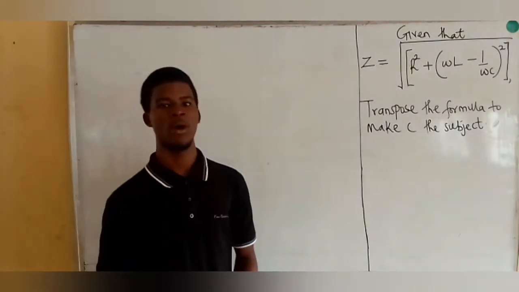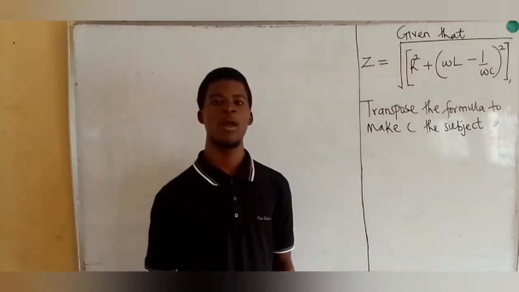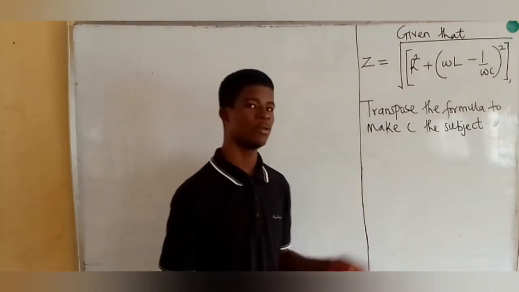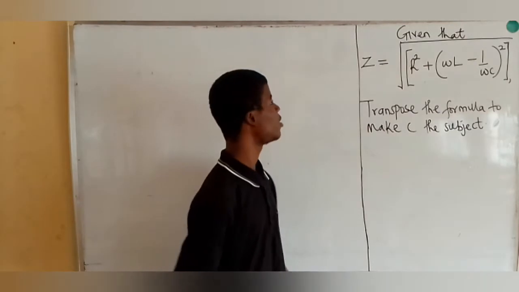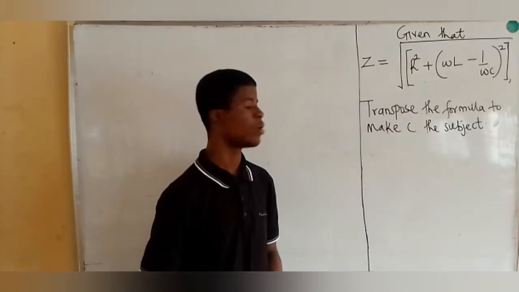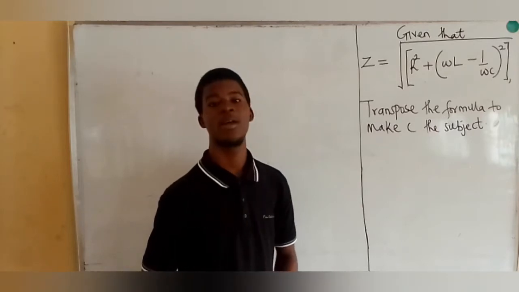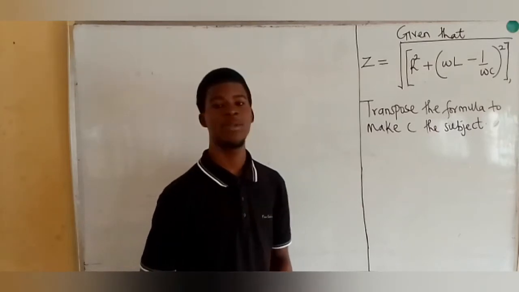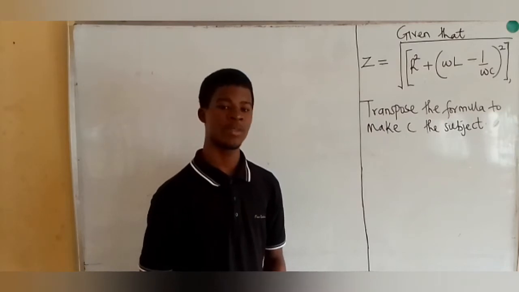I'll be teaching you on the change of subject of formula. This is a question that is on the board. Z equal to square root of r squared plus (omega L minus 1 over omega C) all squared. I'm asked to make C the subject of the formula. So we are going to use it as a practice problem.